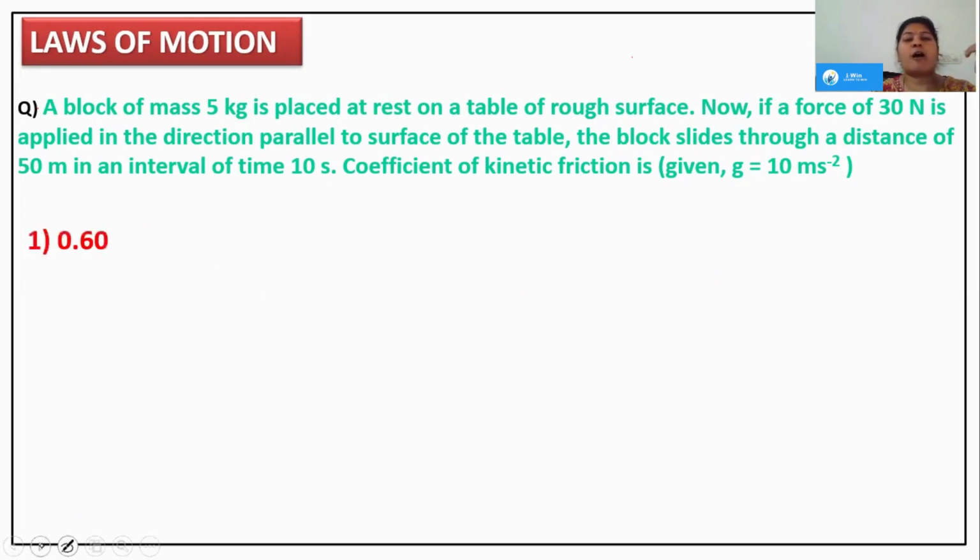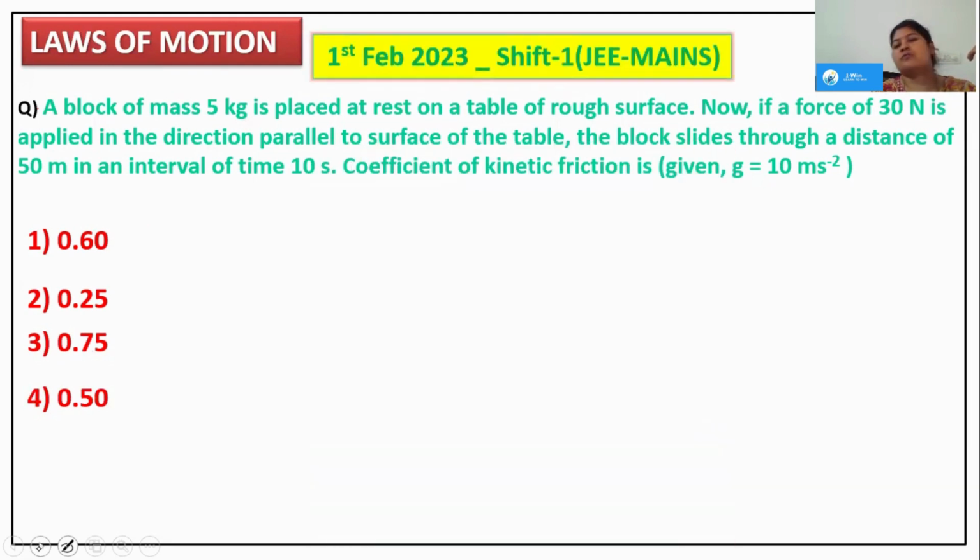Now the options. First option is 0.6. Second option is 0.25, third option is 0.75, and the fourth option is 0.5. This question appeared on 1st February 2023, shift 1 in JEE Mains. And now, go to the solution.